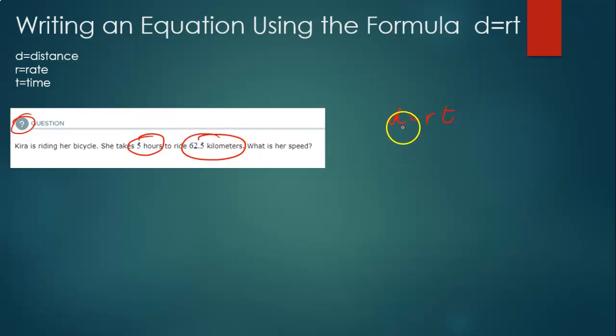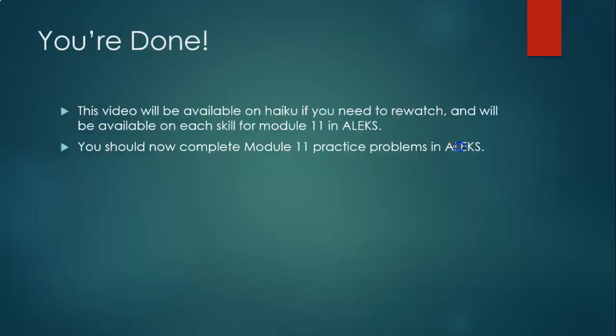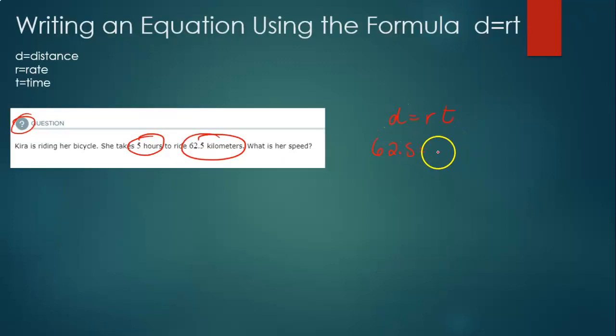All right, you should have written down the formula distance equals rate times time. The distance is 62.5 because it says 62.5 kilometers. The rate we do not know this time, but we do know the time is 5 hours. So we're going to divide both sides by 5. 62.5 divided by 5 becomes 12.5. So that should be your R here. That should be 12.5 kilometers per hour.